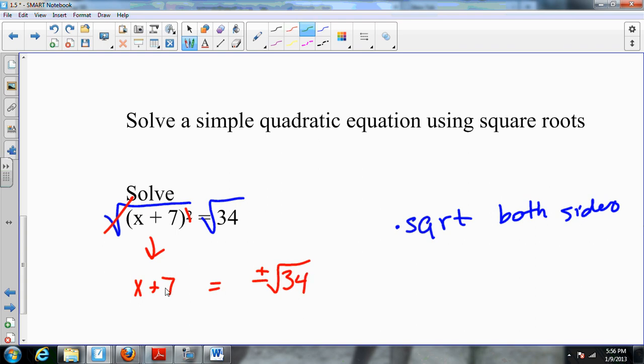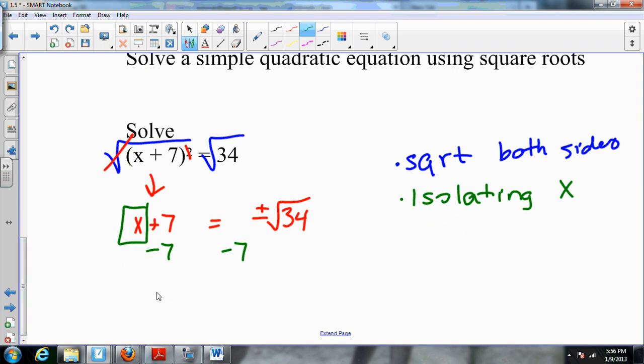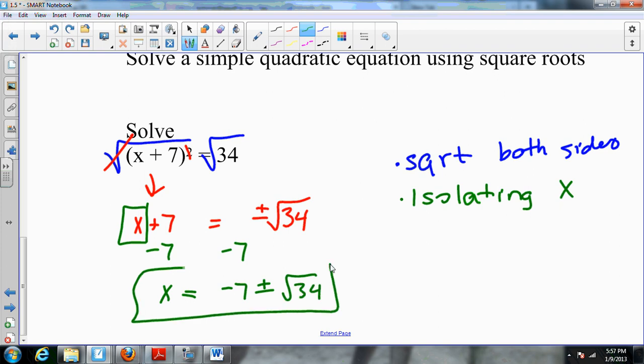The last step, to isolate x. X is having 7 adding to it. So the opposite is subtracting. So x now equals negative 7 plus and minus the square root of 34. If it's asking for an exact answer, this is the exact answer. If it's asking you to round, you may use a calculator to find the square root of 34 and solve it out further.